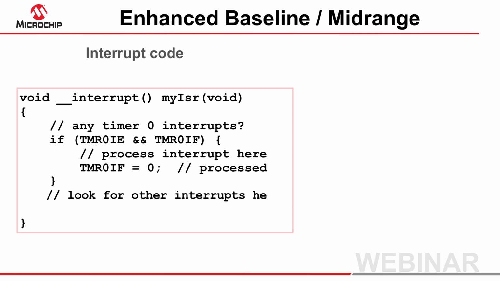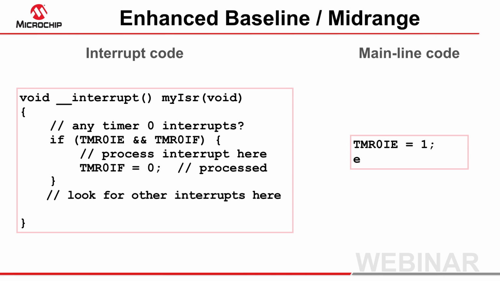To process other interrupt sources, add other tests for the appropriate interrupt bits. In mainline code, and when required, enable interrupts for your peripherals and set the global interrupt enable bit.